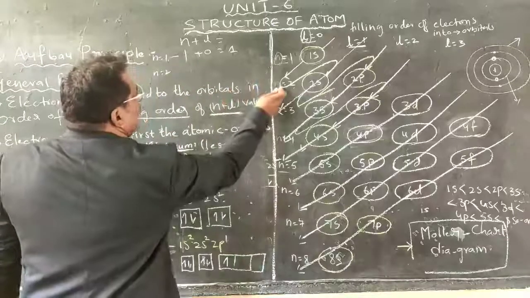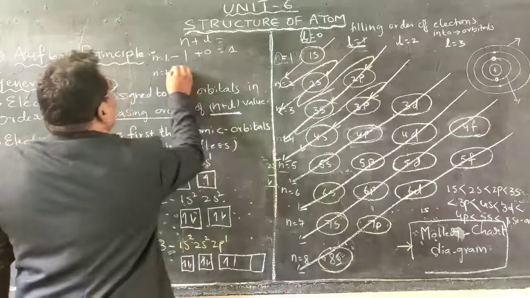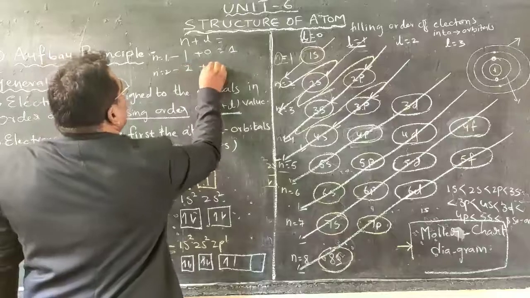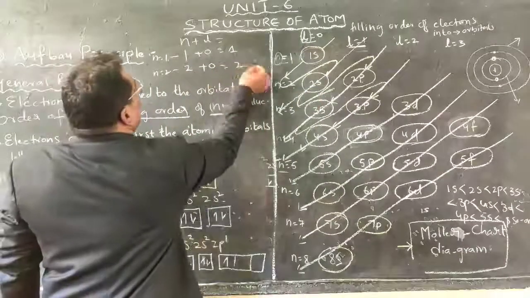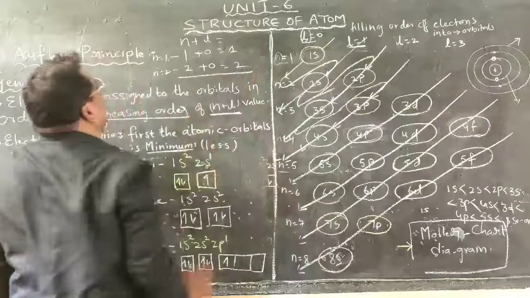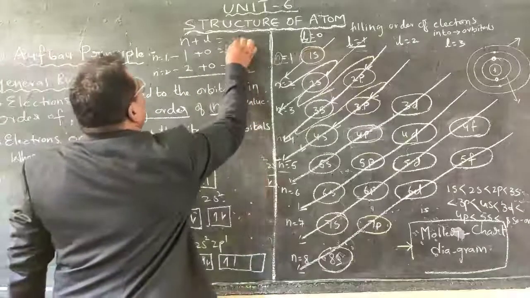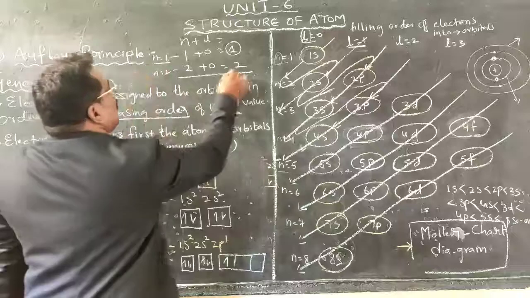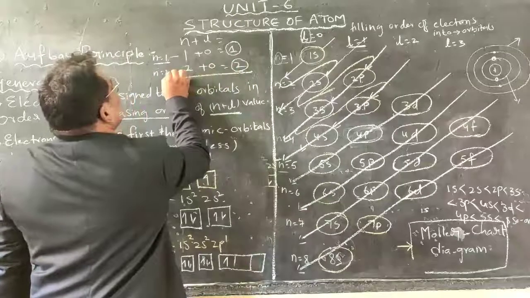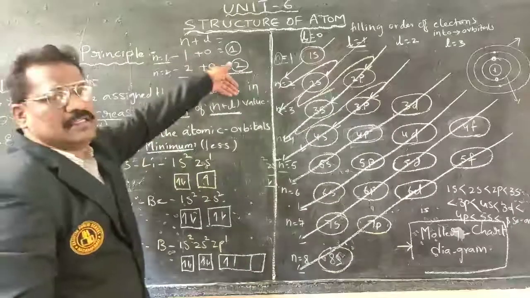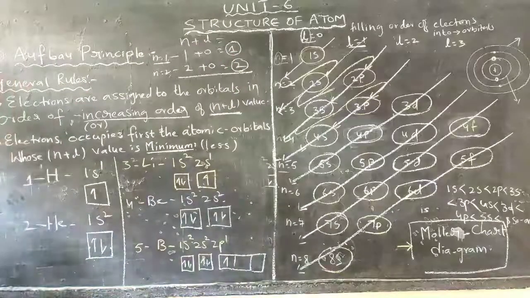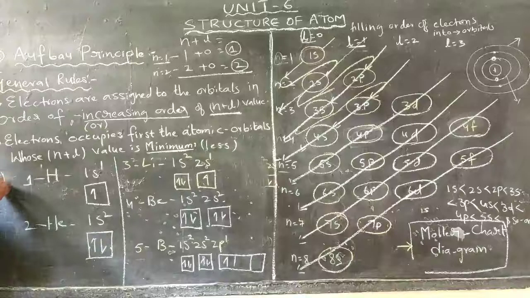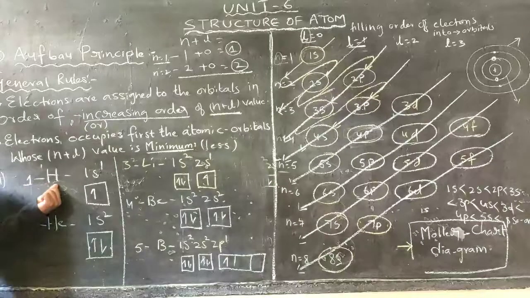Second shell starts from where? n is equal to 2. If I am taking n is equal to 2, 2s orbital means what? l is equal to 0. Therefore, 2. If you observe these two energy levels, the energy is minimum for n is equal to 1, so the first electron will enter into what? 1s orbital. That's the reason I have taken the first example here, hydrogen.